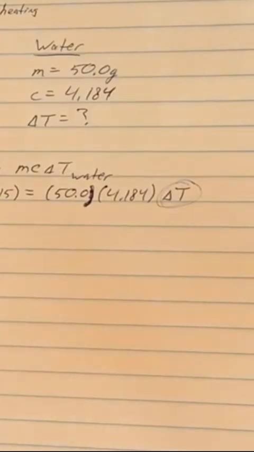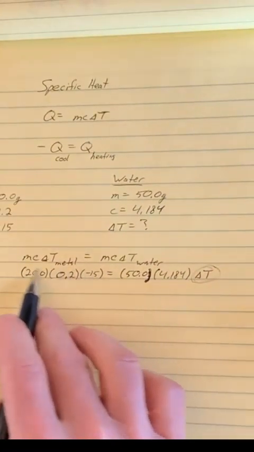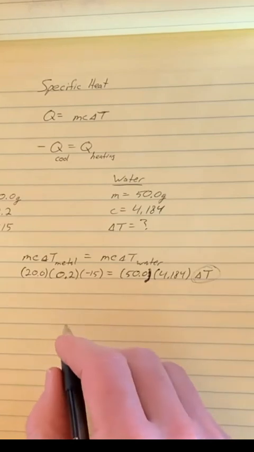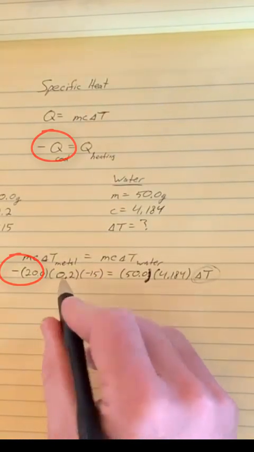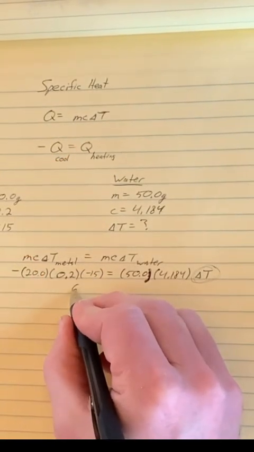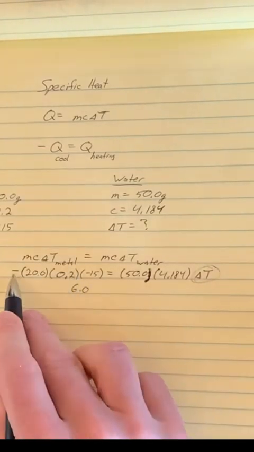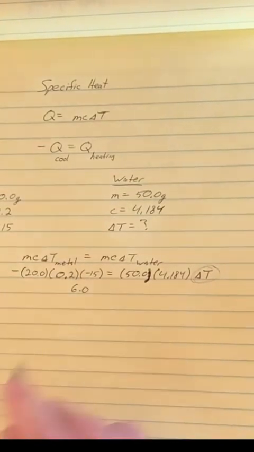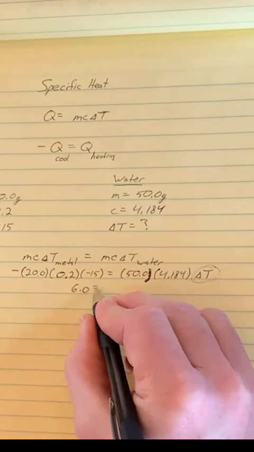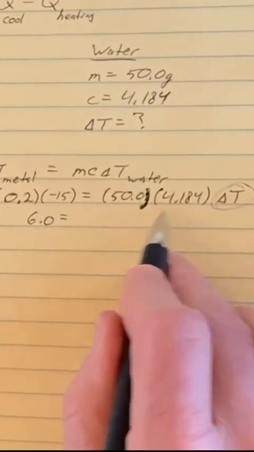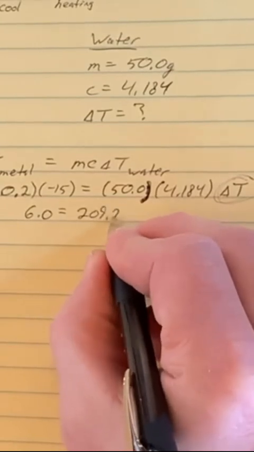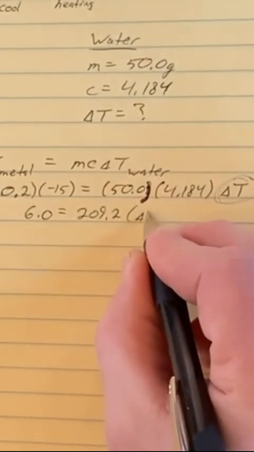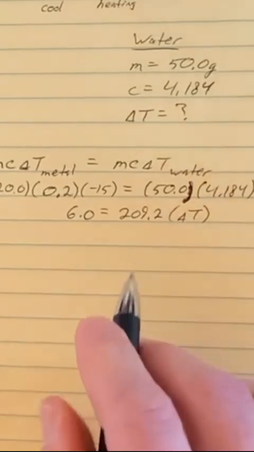That's what we're going to be trying to solve for. At this point, it's just calculator work. Plugging all of these into the calculator, 20 times 0.2 times negative 15. Whoops, I forgot my negative sign out here. This is going to be 6.0, because again, we've got a negative and a negative that's going to turn into a positive. Over here on the right-hand side, 50 times 4.184 is 209.2 times delta T, because that's still our unknown.